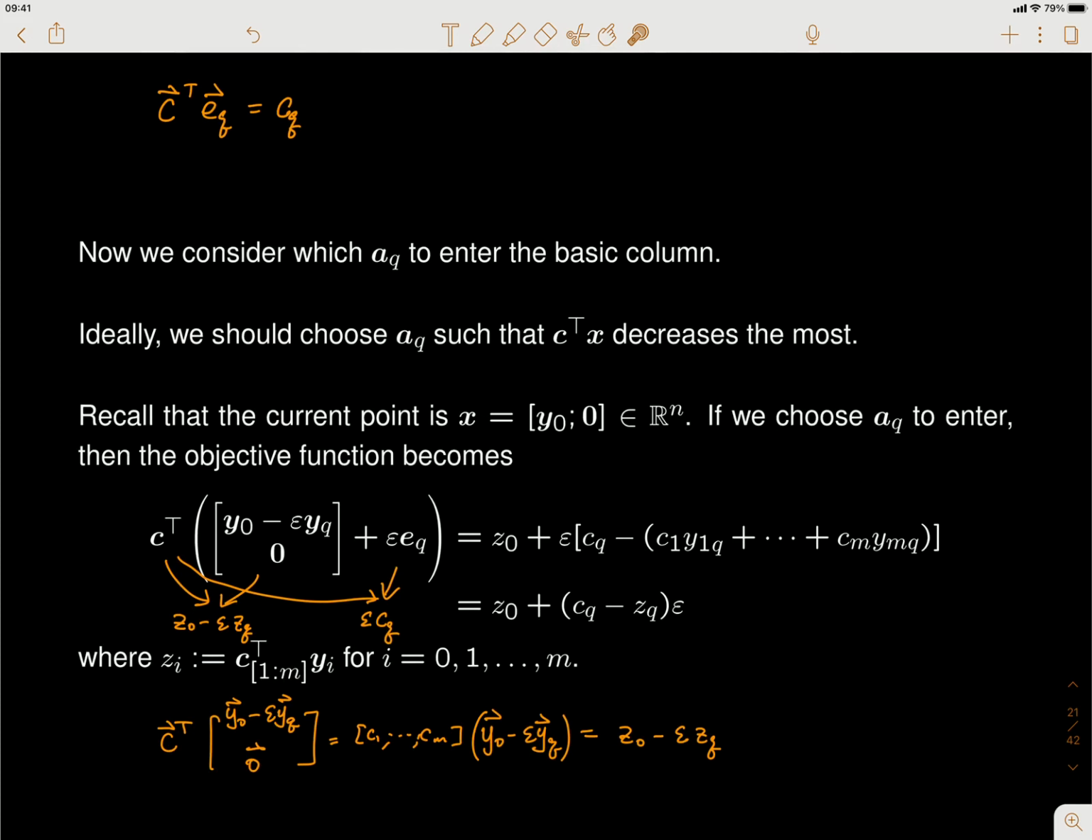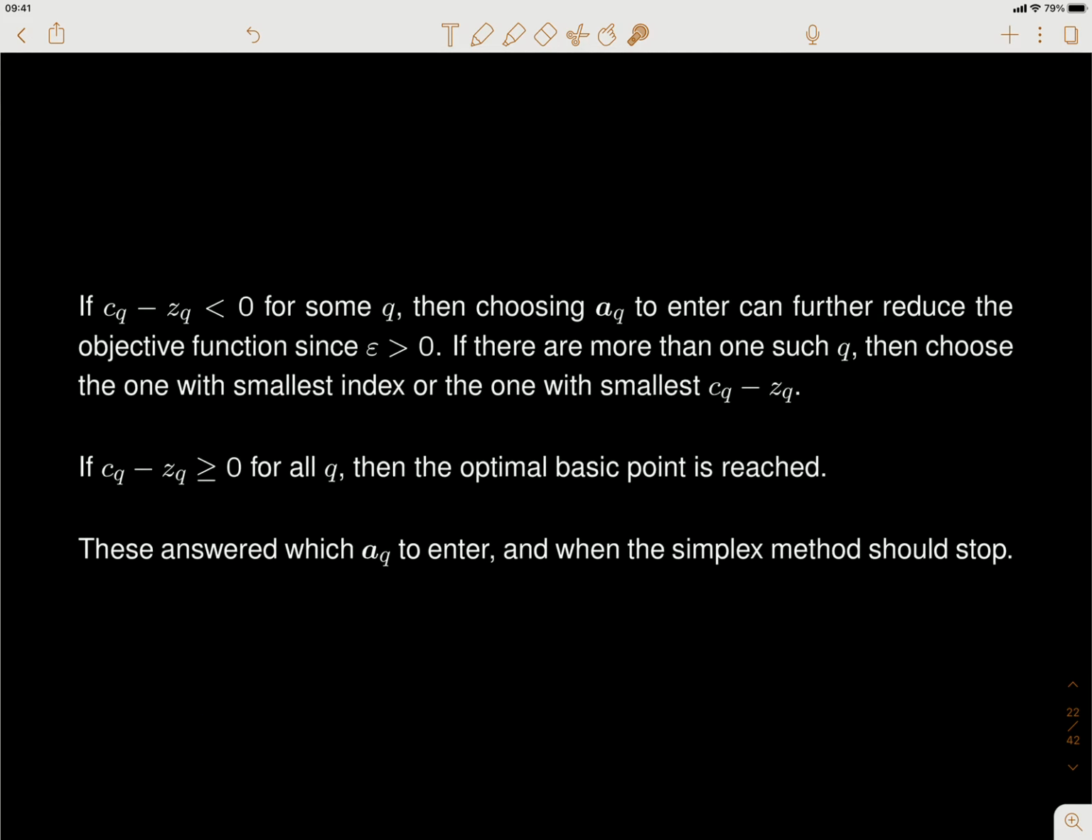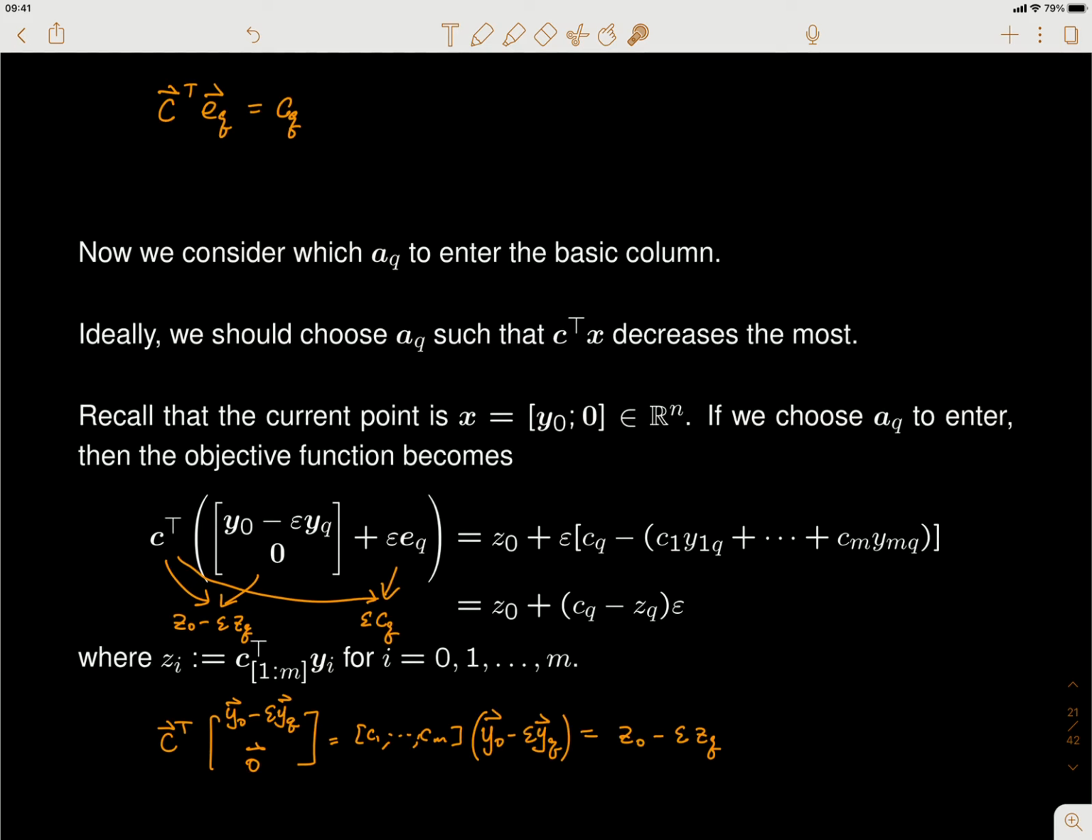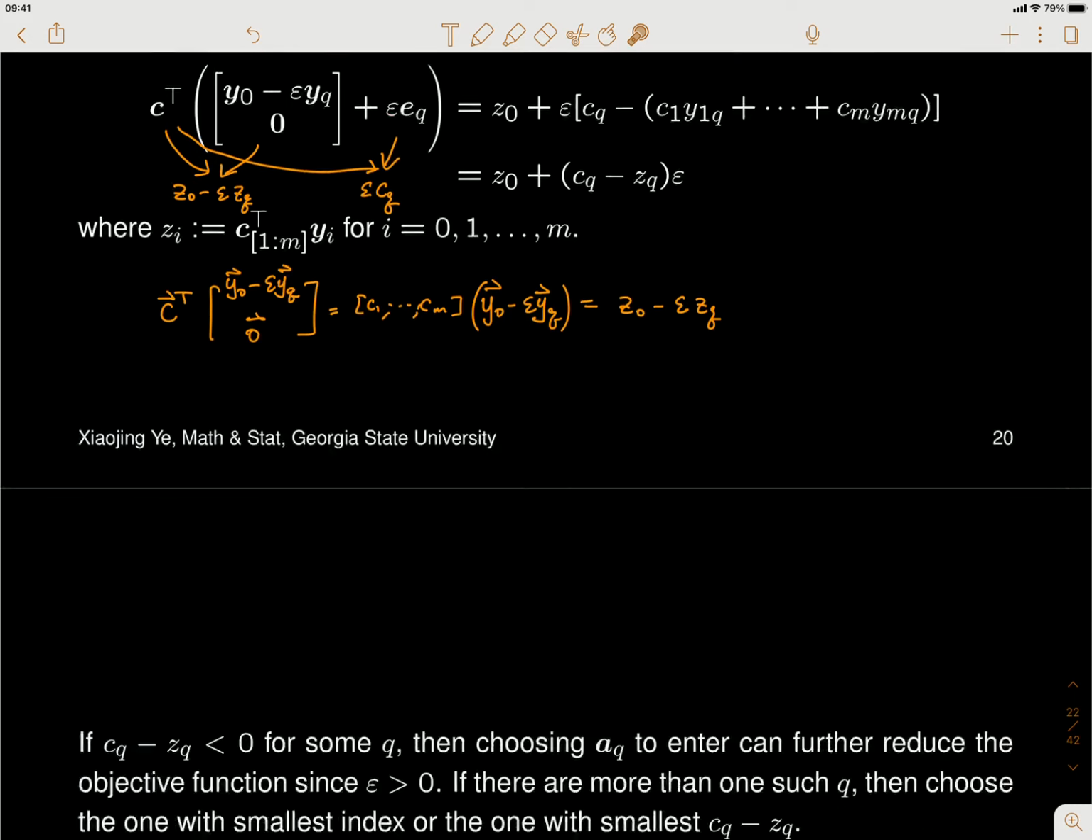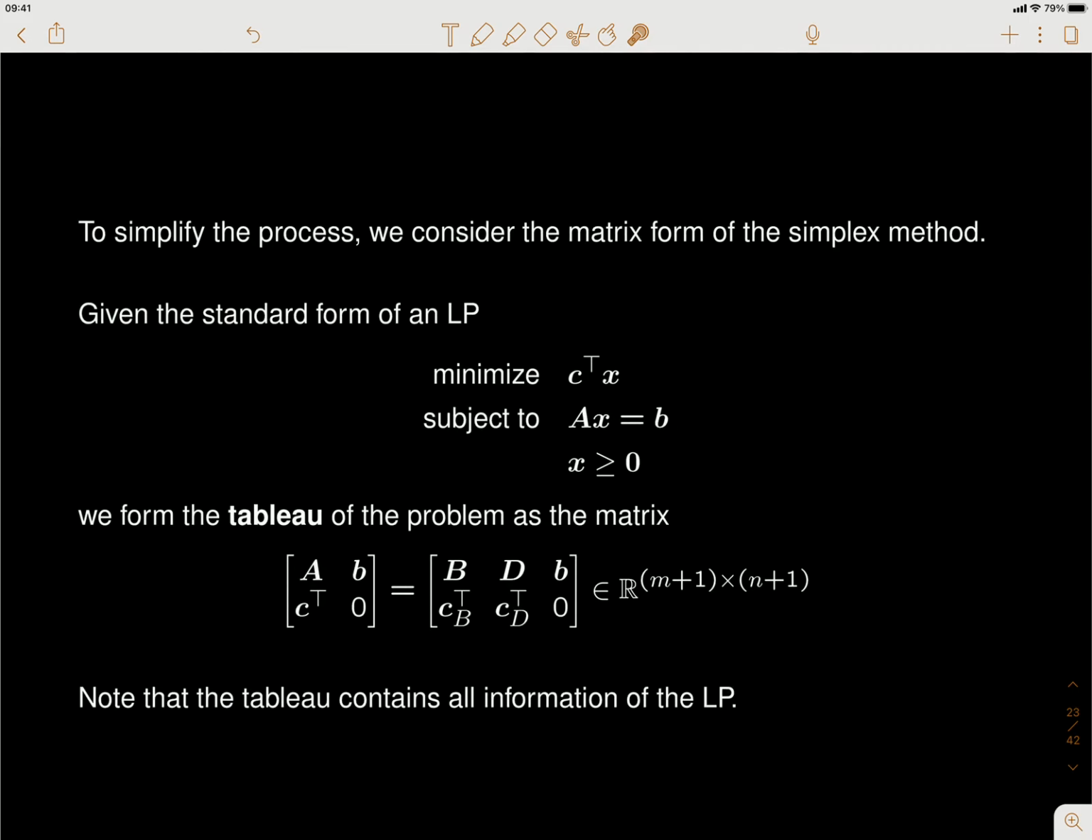And these slides show which vector q we should use as a new basic column. For the remaining vectors, we check cq minus zq. The most negative one will be the aq that enters the set of basic columns. If none of these are negative, then we can stop. Okay, so this is the procedure of the simplex method.